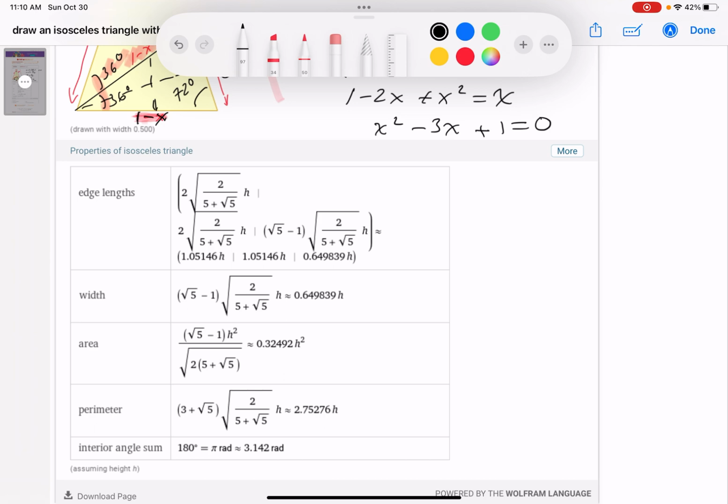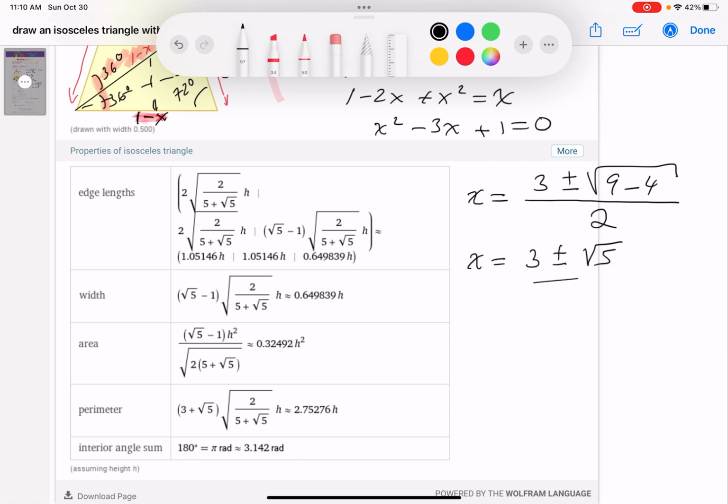Quadratic formula. x will equal, gotta be careful here, 3 plus or minus, and what do you get on the inside? You're going to get 9 minus 4ac, which is 4. So you get x equals, let's see, 3 plus or minus the root of 5, over 2. Remember, x has to be positive. So now I know what x is.